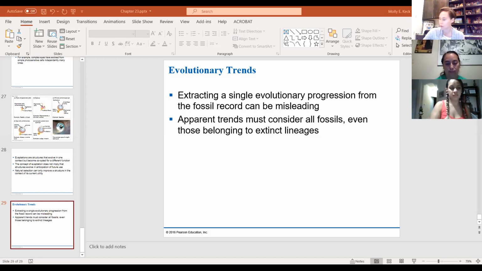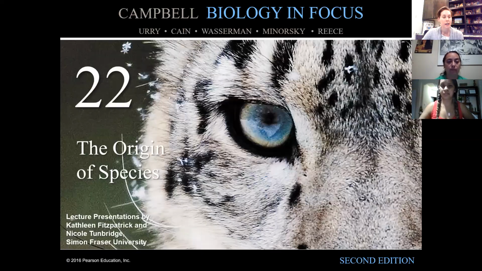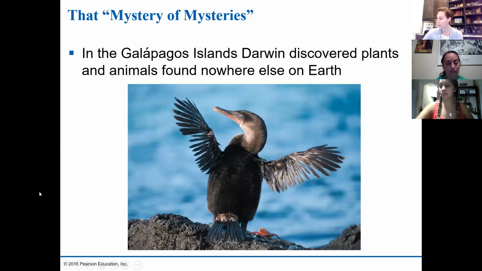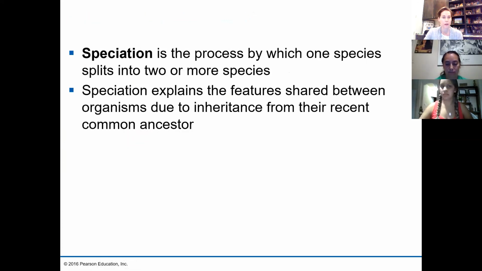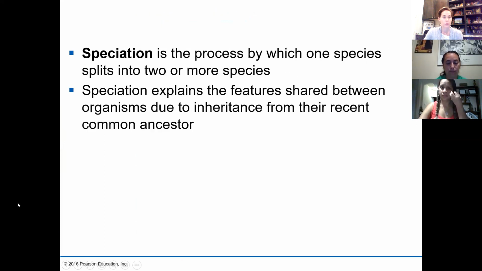21, 23, 22. So if I remember right, the origin of species. So talking about speciation and how species are made. And then some of those postzygotic and prezygotic barriers. Galapagos Islands again. So speciation is the process by which one species splits and becomes two or more species. What makes that happen?